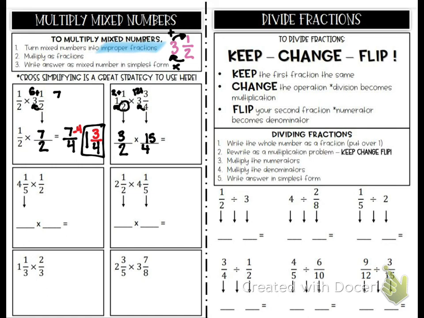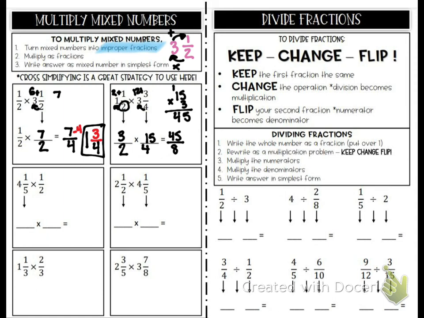3 times 15, this one isn't on our multiplication chart, so we might have to break it down. 3 times 5 is 15, carry the 1. 3 times 1 is 3, plus 1 is 4. So this would be 45 over 2 times 4 is 8.